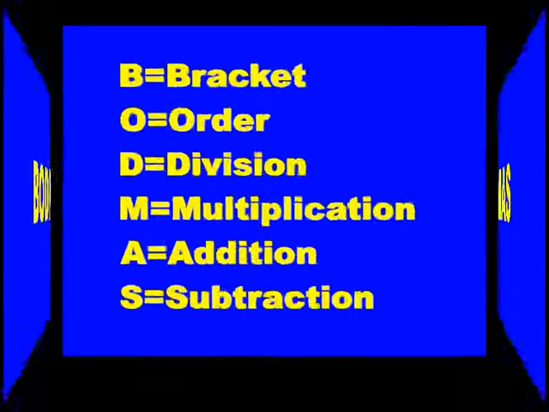Area. This is the space occupied by a flat shape or the surface of an object. Area is measured in square units, such as square meter. Axis. A line of reference about which an object, point, or line is drawn, rotated, or measured is called an axis.